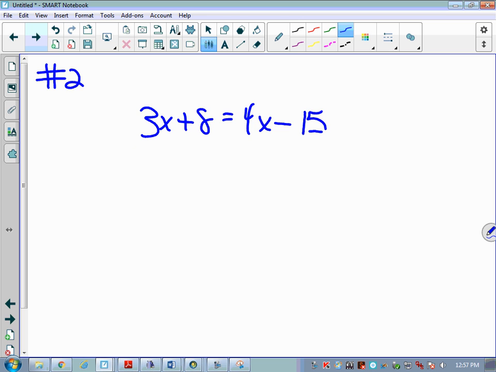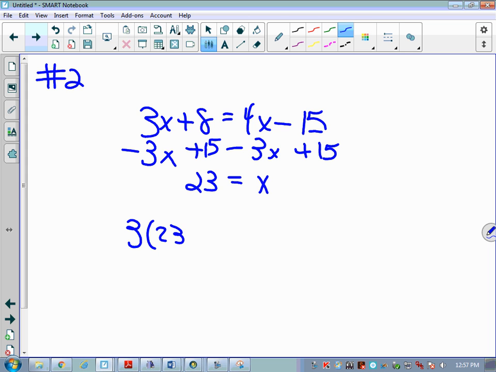You're going to subtract 3x. You're going to add 15. It will equal 23. But if you typed in 23 as the answer, you would get a wrong answer. Does anybody know why? Plug it back in, find angle 1. It doesn't matter where you plug it in. You could do 3 times 23 plus 8 or 4 times 23 minus 15. Because they're equal, you should get the same answer. What's 3 times 23 plus 8? 77 degrees. So that's how you want to solve number 2.